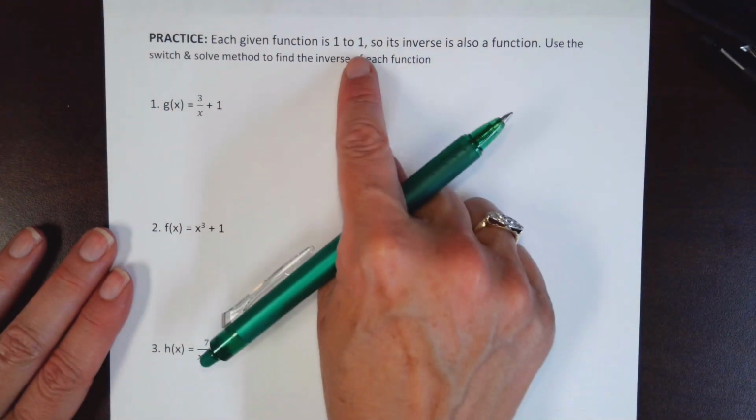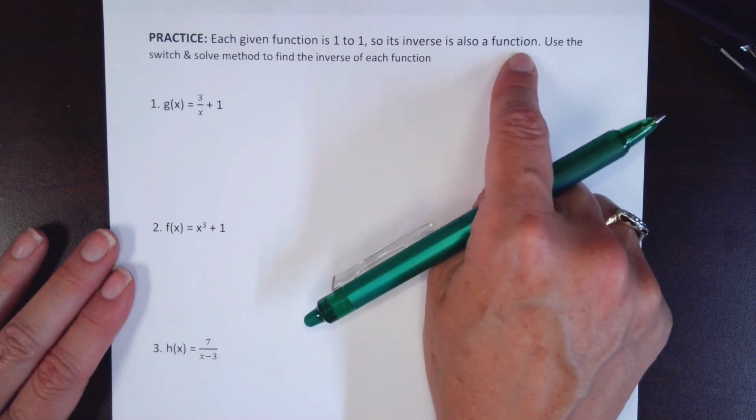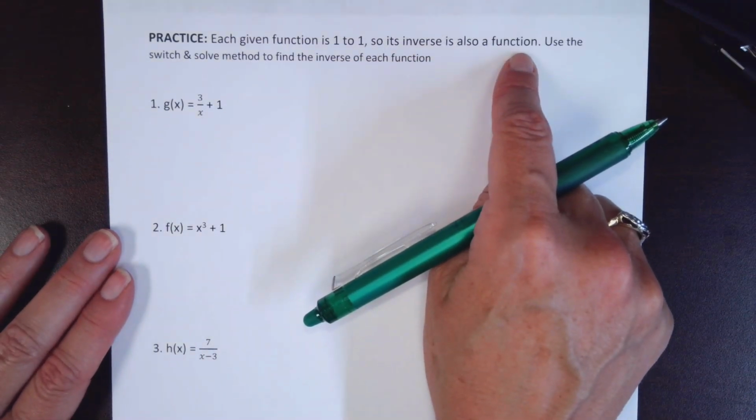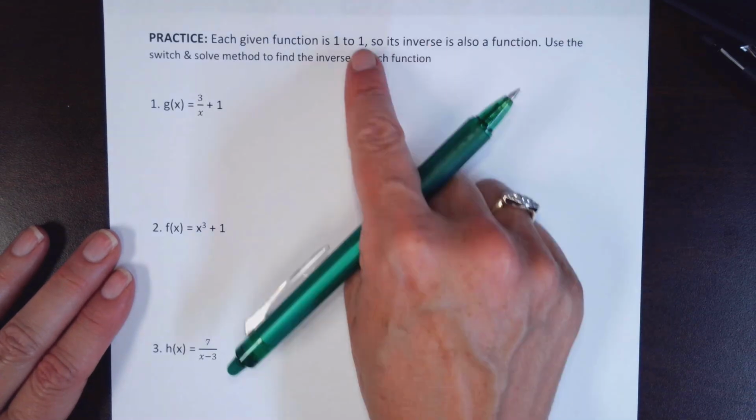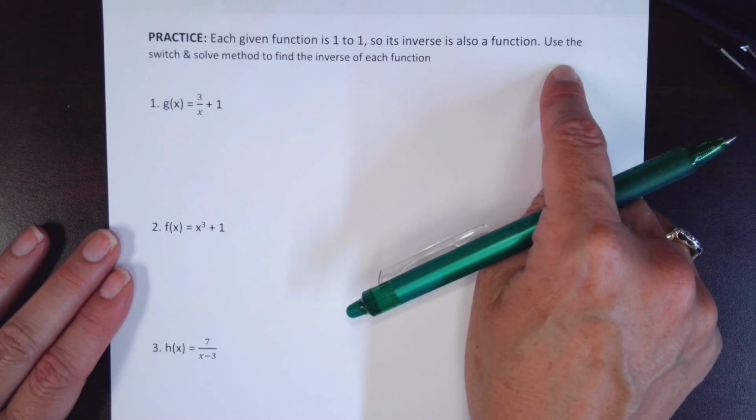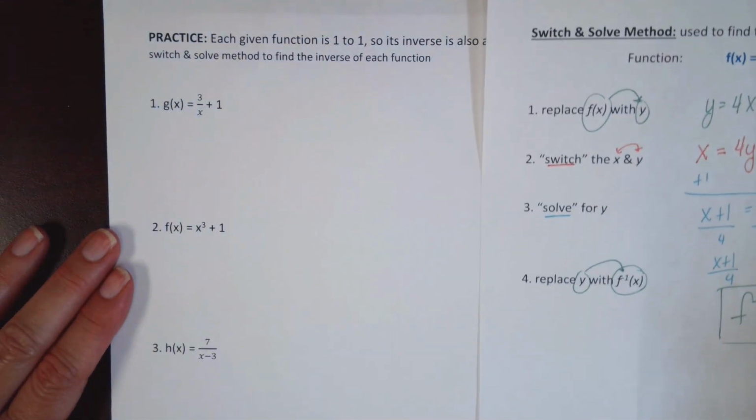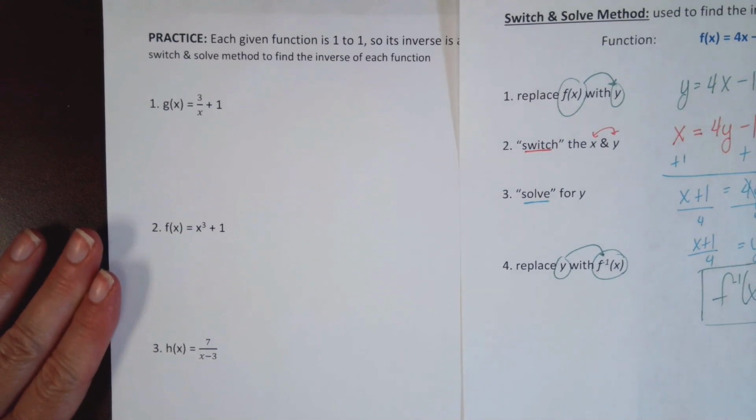Each given function is 1 to 1, you're being told. So its inverse is also a function. But remember, we can't invert anything. It's just that if we invert it and it doesn't start out 1 to 1, the inverse won't necessarily be a function. We're going to use our switch and solve method to find those inverse functions. There are our 4 steps for switch and solve.